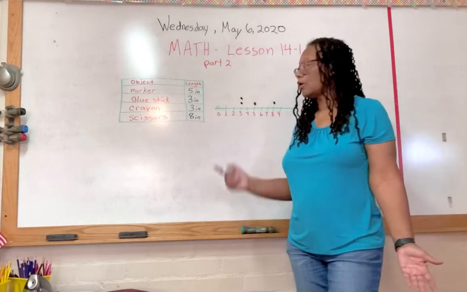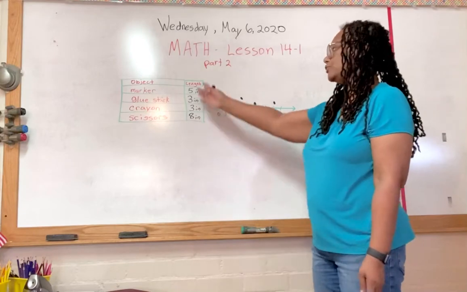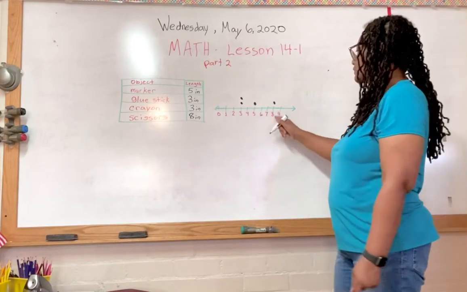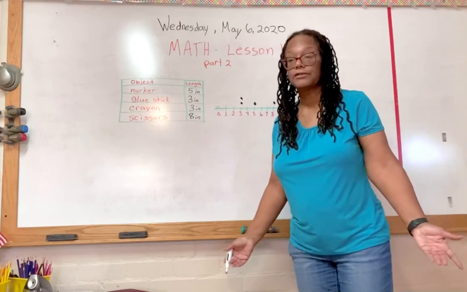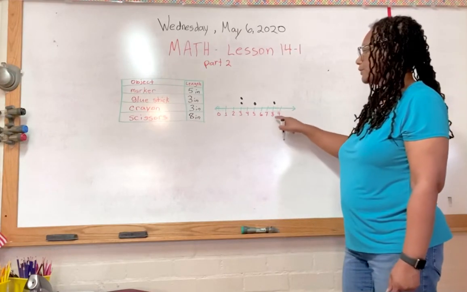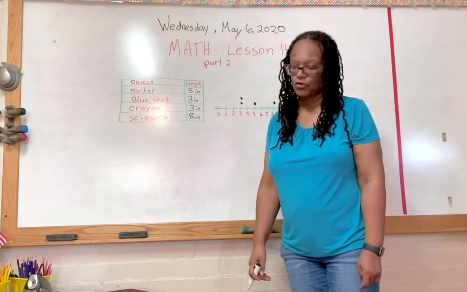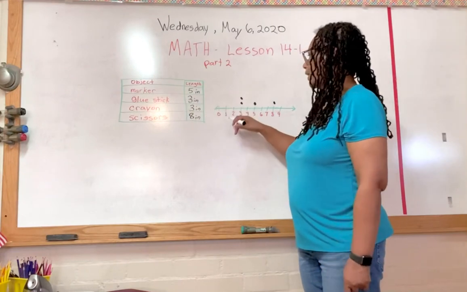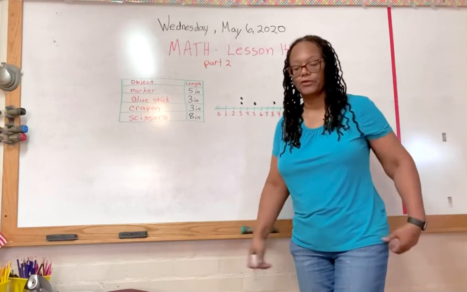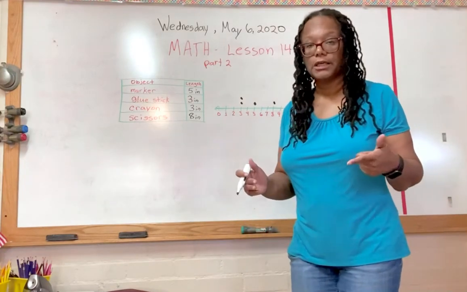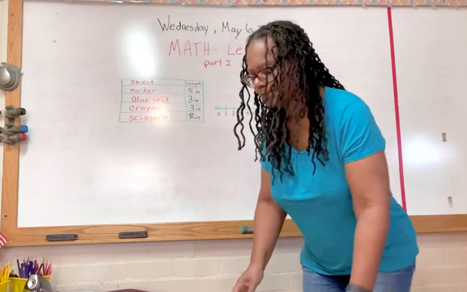So, which one is longer on this? Suppose you didn't have the items in front of you, you just had the information. You would look and say, oh, 8 is the scissors because it's the farthest, it's the highest number, it's on 8. And which one is the shortest? Well, it looks like the glue stick and the crayon are tied for the shortest. Got it? Good. All right, let's go on to the next page.